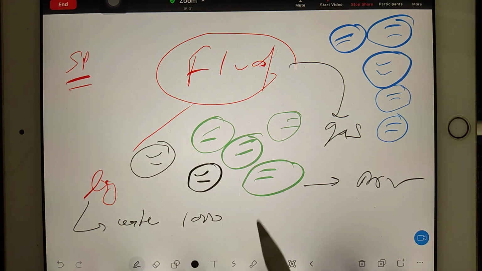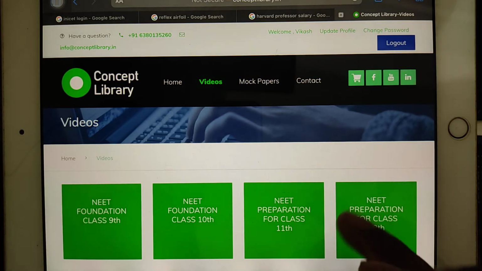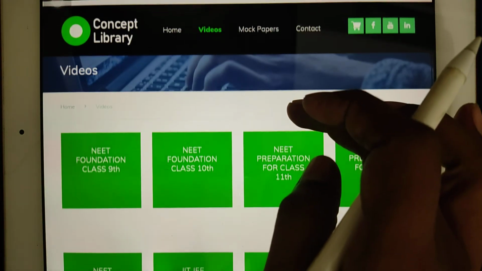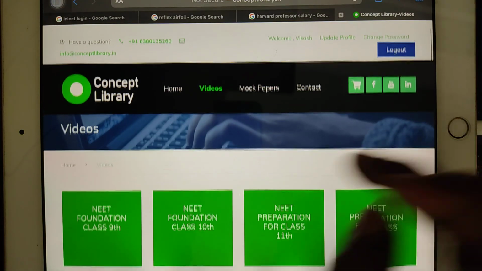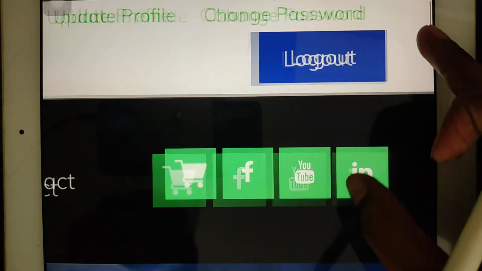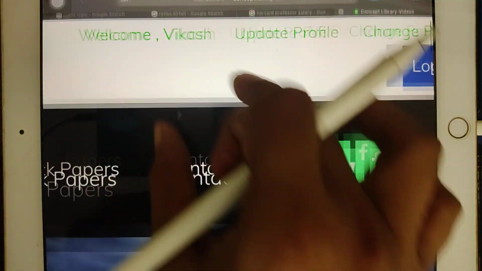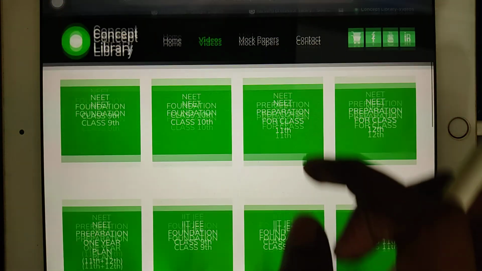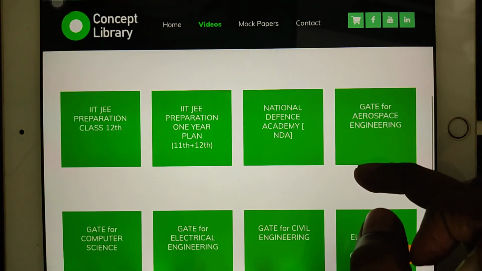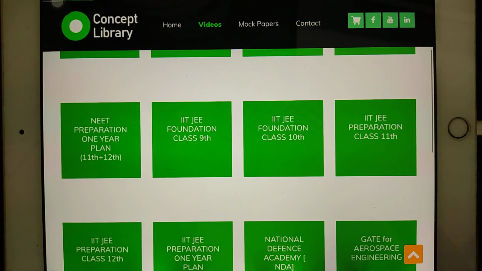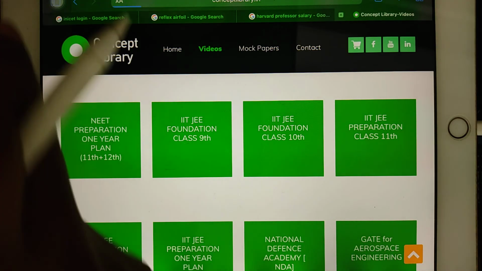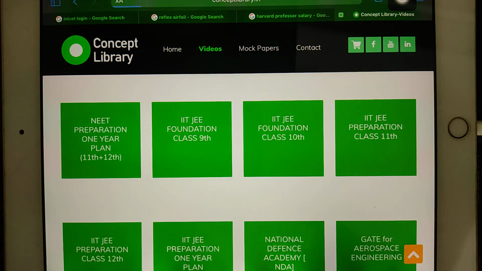Okay, so I am sharing my screen now. When you come to my website, after paying fees only you can access this, otherwise you cannot access this. You can see here log out is written, it means I have already logged in, and welcome Vikas is written. Now NEET and IIT if you open, you will not be able to access. If I open foundation class 9th, you will not have any data in this because you are not for that.